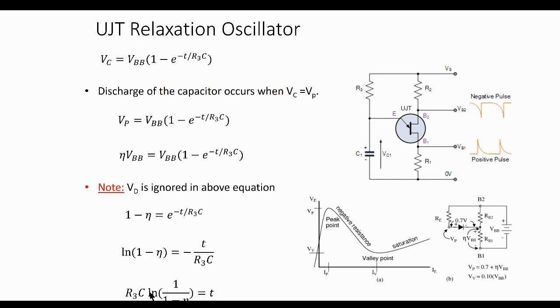I think I should fix this. I have 1 over 1 minus eta right here. Right, it should fix. Do you understand why? Because we have the minus here.